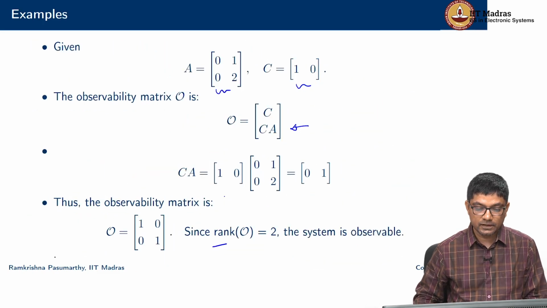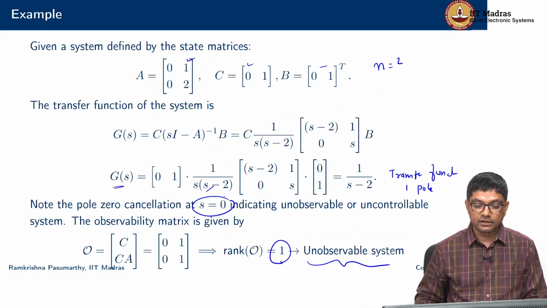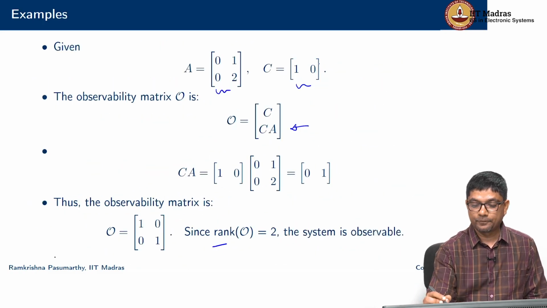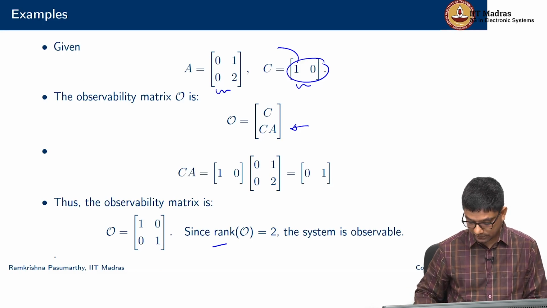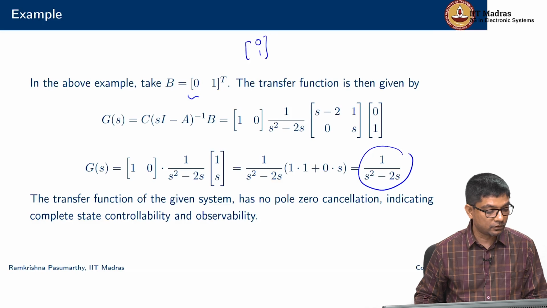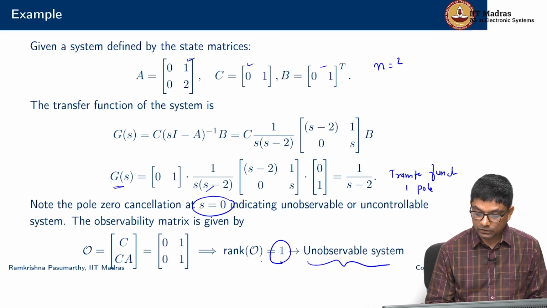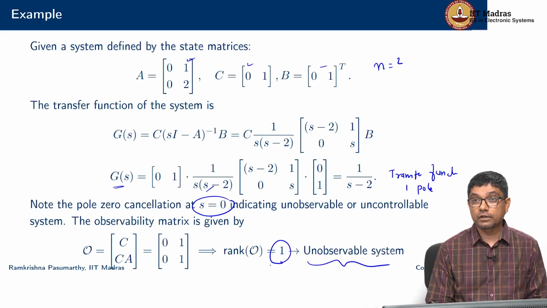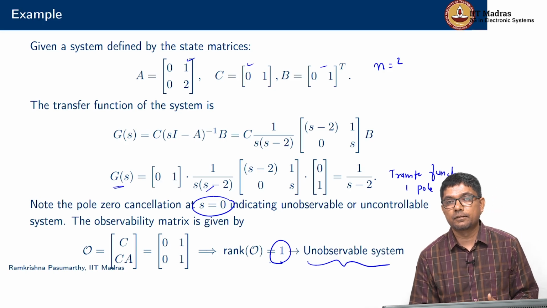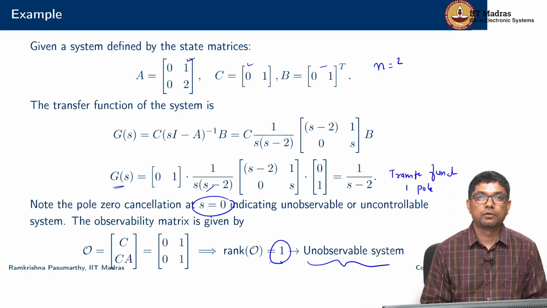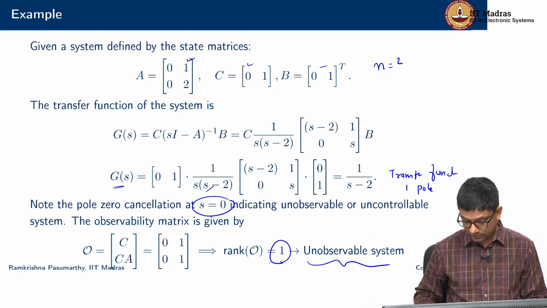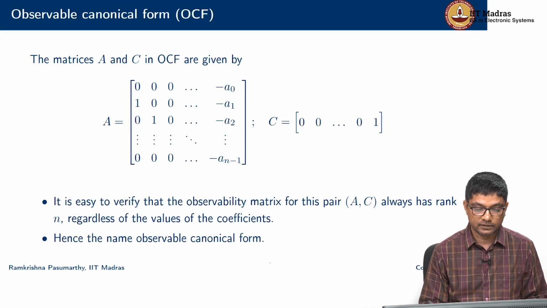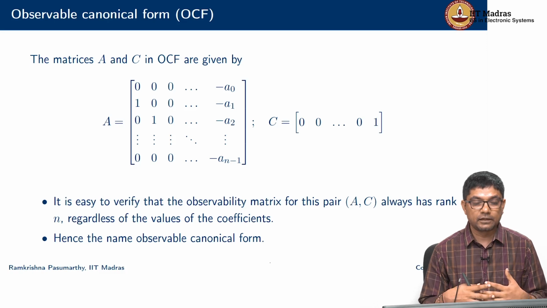It is a kind of similar system, right: A was 0, 1, 1, 2, C was 1, 0, now C became 0, 1. Just see the subtle change. By measuring x1, I was able to see what was happening with x2, but I could not do it the other way. Okay. So, the system becomes unobservable, and when the system is unobservable, we see a pole-zero cancellation. Similarly, when the system was uncontrollable, we saw a pole-zero cancellation.